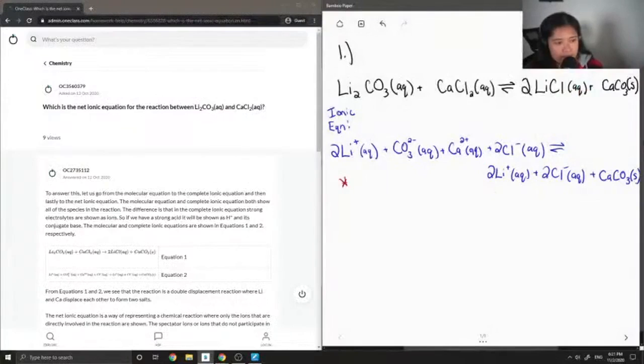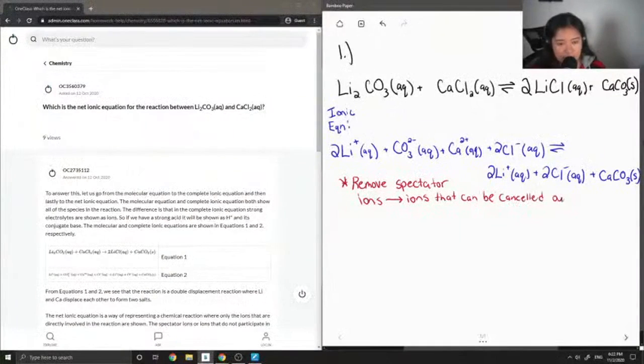And now, after we write down the ionic equation, we want to remove any spectator ions. Basically, these are the ions that are the same on both the reactant side and the product side, the ions that can be canceled out. So let's look at our reactant side. There's 2 lithiums and 2 lithiums on the product side, so this is an example of a spectator ion. And then again, we have 2 chlorine ions and another 2 chlorine ions that will cancel each other out.